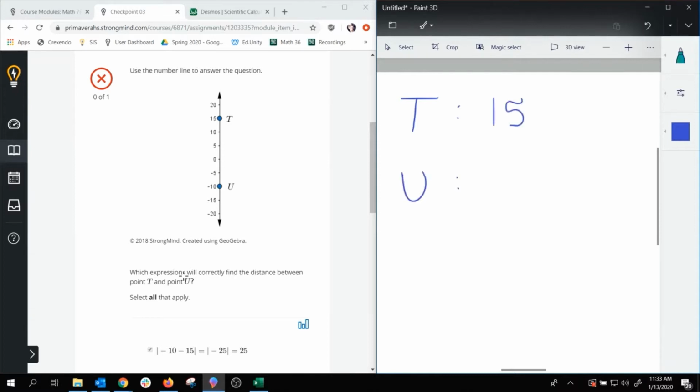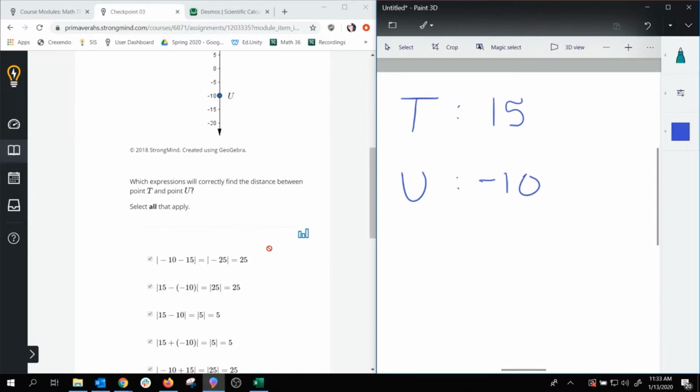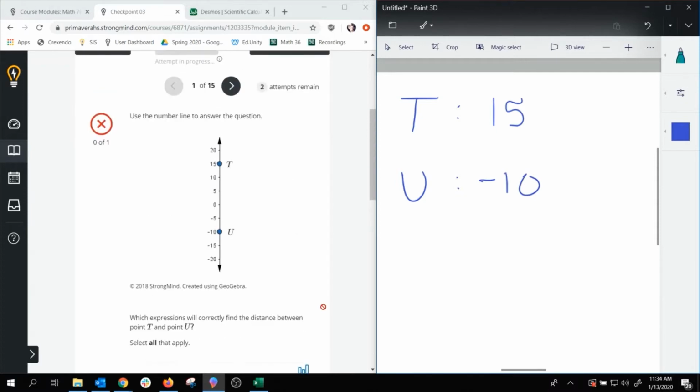15, right? And what about U? What number is next to U? -10. Perfect. So when you are subtracting, you want to do your bigger number minus your smaller number. Which one of those numbers is bigger, 15 or -10? 15, right? So I want to have 15 minus, and then I have to have a -10.